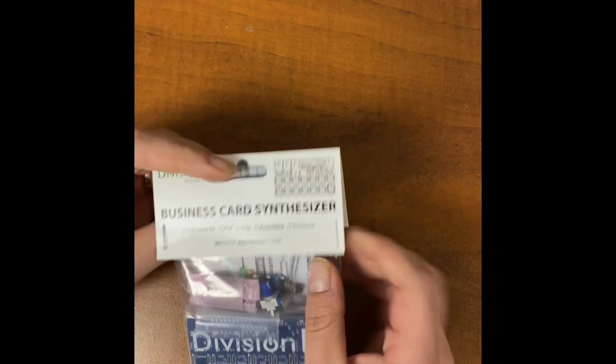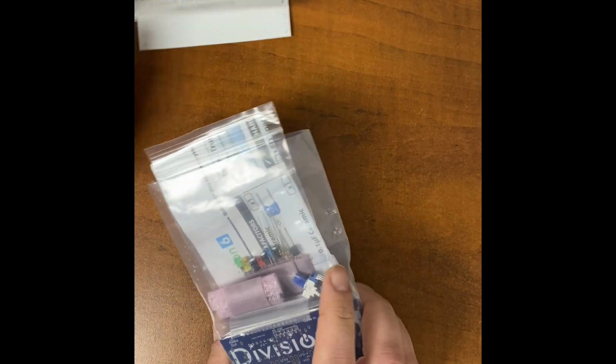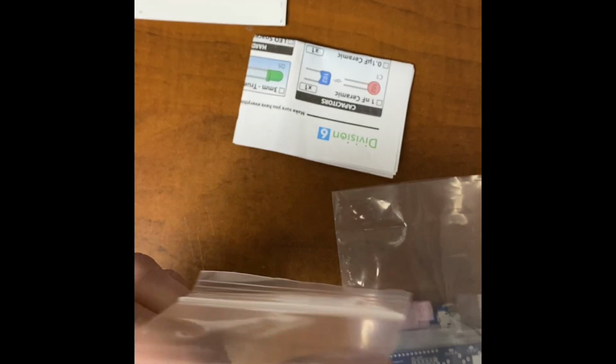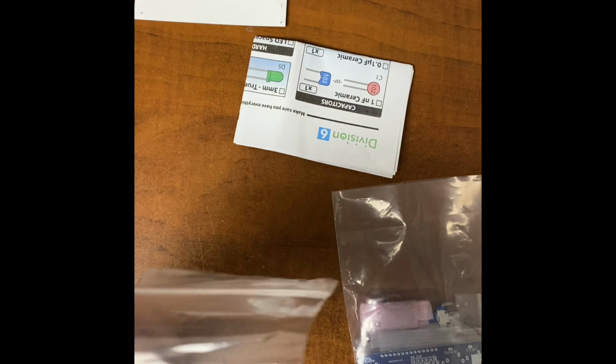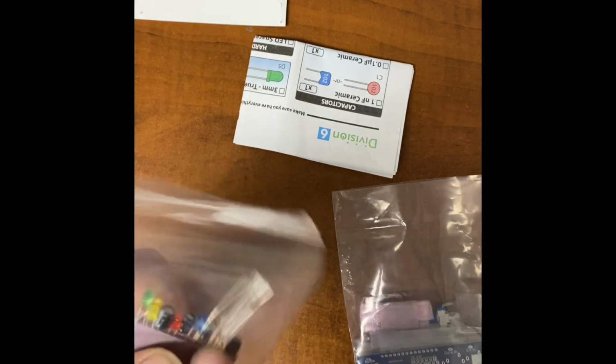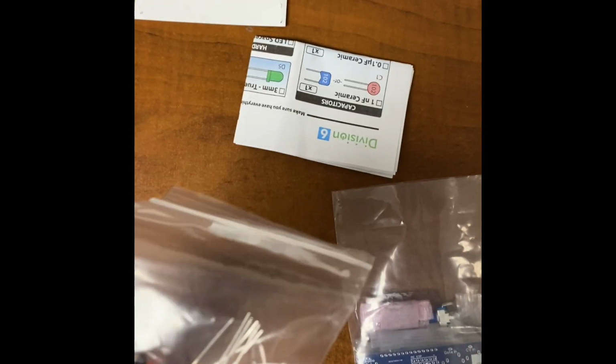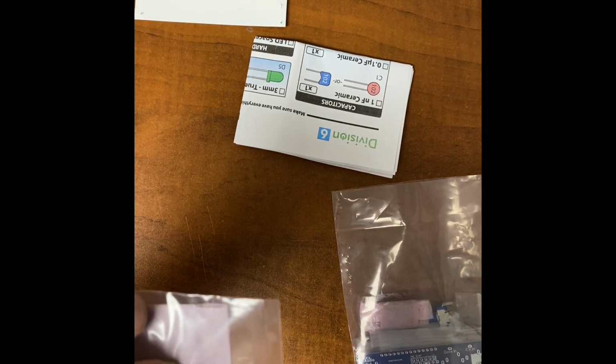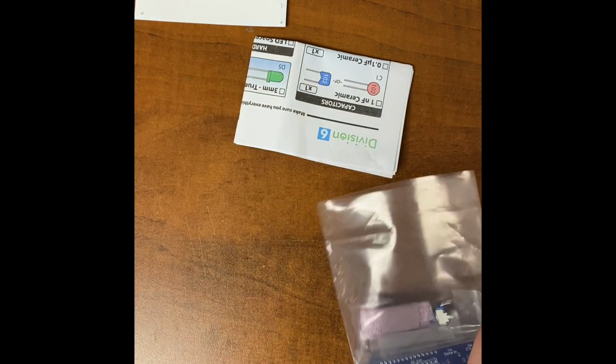It's the business card synthesizer. I'm very excited about this. I got a lot of goodies here in order to accomplish this. Let's see what we get in here. Some colorful LEDs. These are capacitors right there. This is some manner of transistor right there. And some resistors. And that looks like a diode of some sort.